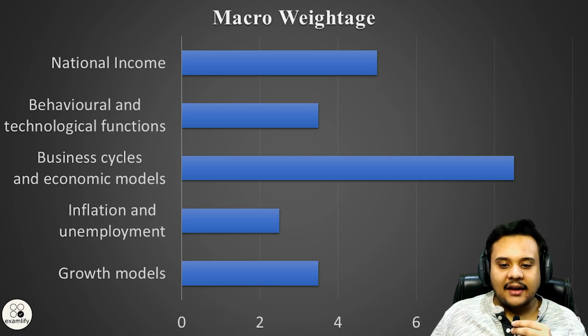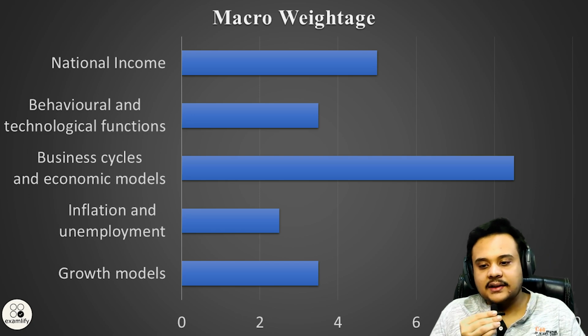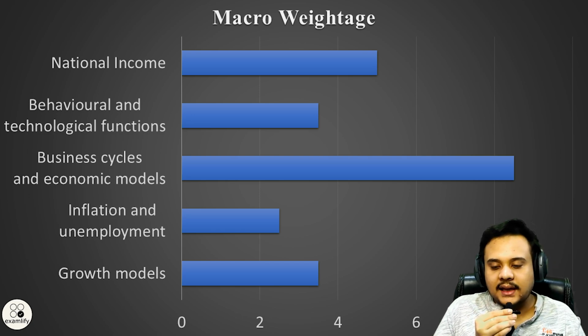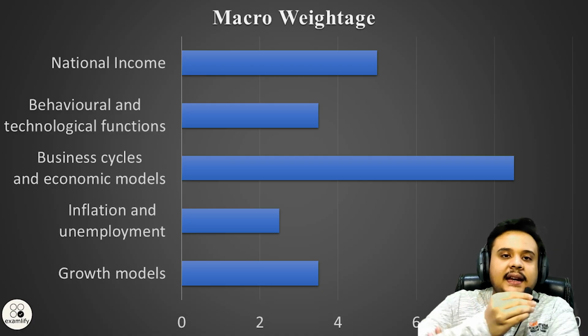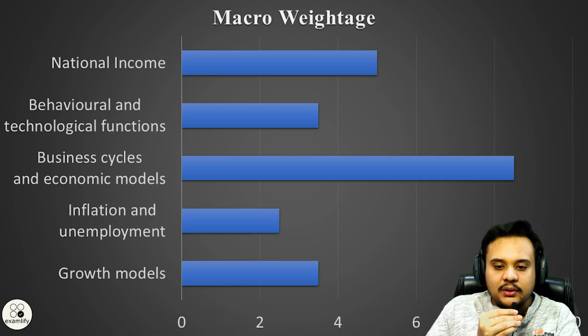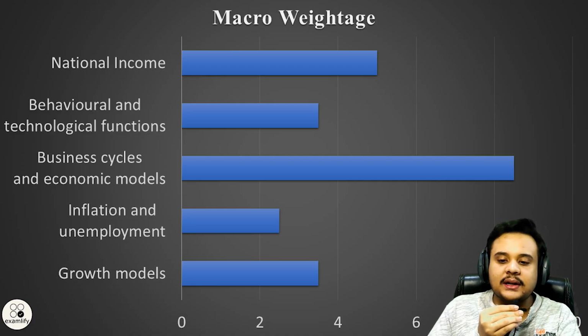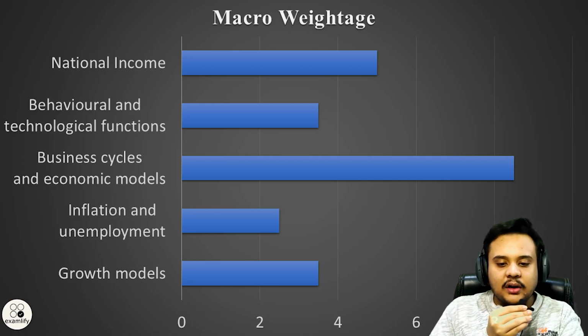Okay, then we have the technological functions, which is nothing but the consumption functions. Again, this is not the most important topic, I would say, but the weightage here is 3.5, I think, and obviously you have to do this. But I would say that you don't have to revise this as many times, because once you understand the consumption functions, it is not very difficult.